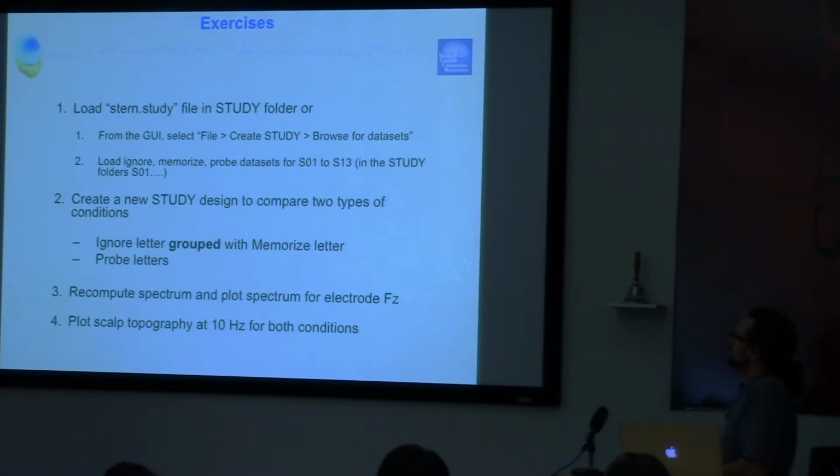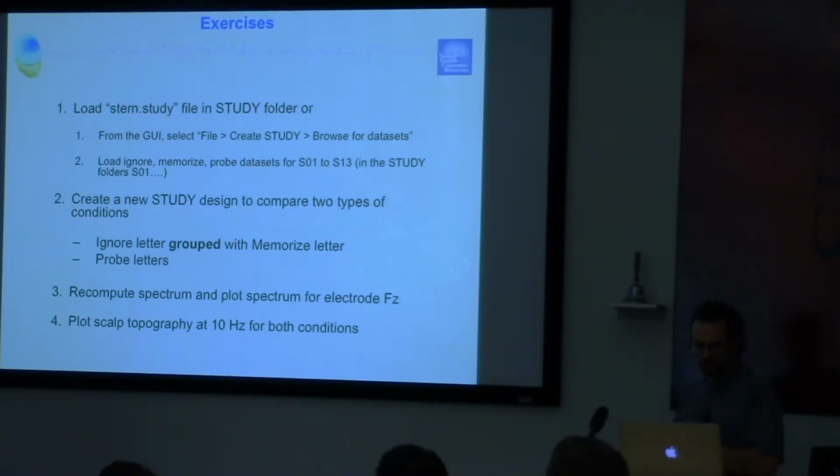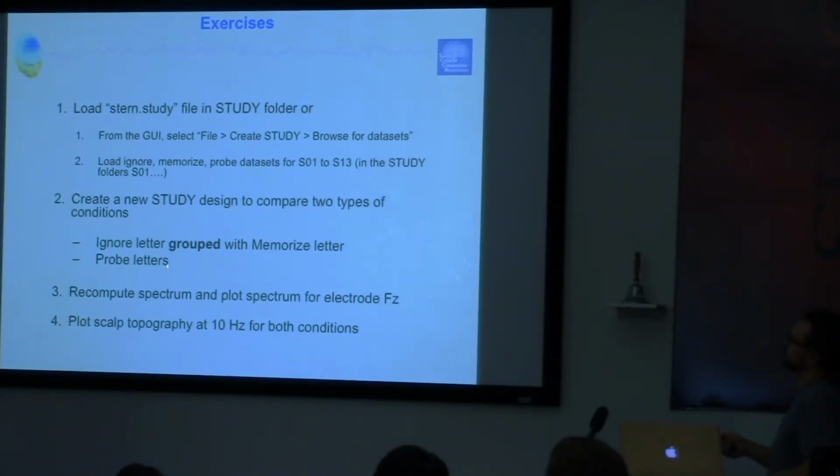Then we're going to create a study design to compare ignore letters group with memorized letter. I'm not sure I mentioned that in detail, but if you select both ignore and memorize when you create a design and you type on the group, it's going to create a new condition, ignore and memorize group together. And you're going to compare this to probe letters. You're going to recompute the spectrum, and you're going to plot scalp topography at 10 Hertz for both conditions. There we go.